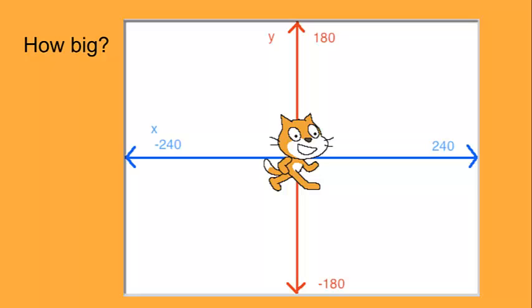You need to know how big it is. It is 480 pixels from left to right and 360 pixels from top to bottom, which are split between negatives and positives. So you can go 180 up, 180 down, 240 right, 240 left from the origin point right in the center.